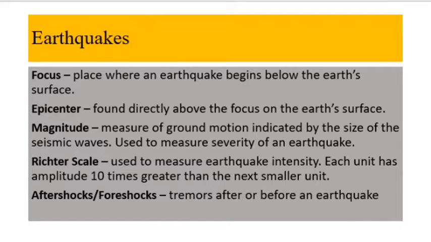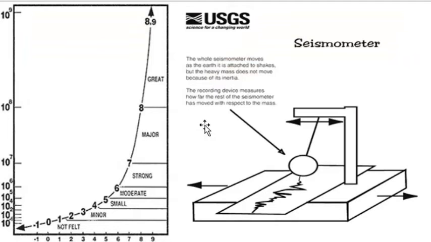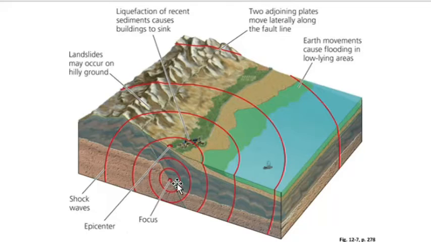So, ito yung example ng seismometer kung saan tayo nagme-measure kung gaano kalakas ang yanig ng earthquake. And dyan siya nagde-detect. So, ito yung mga parts. Ito yung focus kung saan nagsimula. Epicenter. So, just remember these two terms.